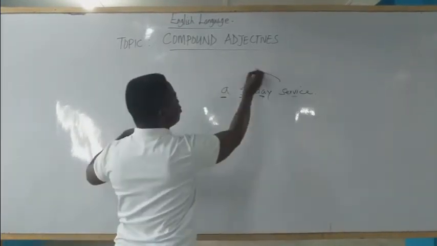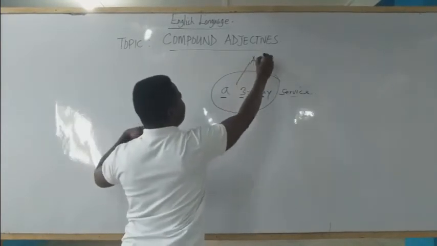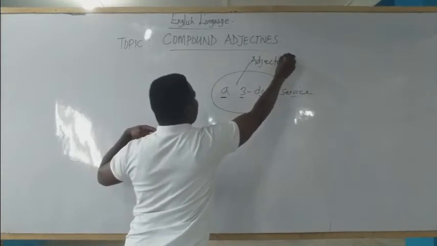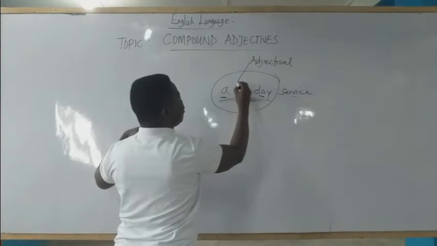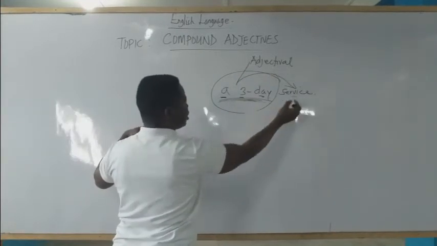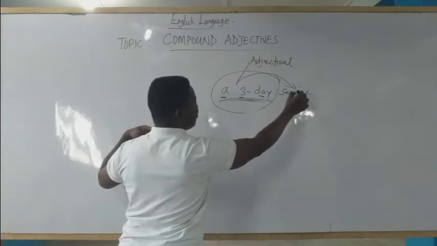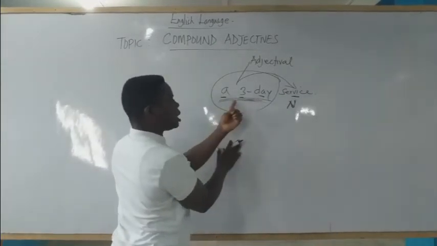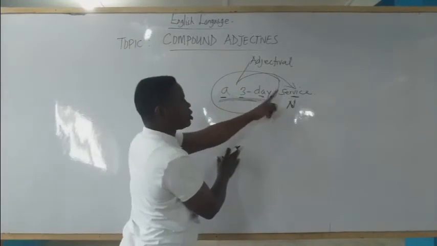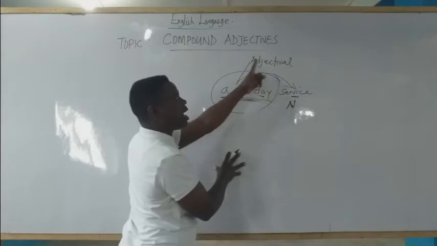Now look at it. From the article A to day, these ones are adjectival. They are adjectival in function. Why? They are words that modify this noun called service. Now, service here is a noun. And then we have a 3-day acting as a modifier to that service. Hence, in English, a word that tells you more about a noun is called an adjective.